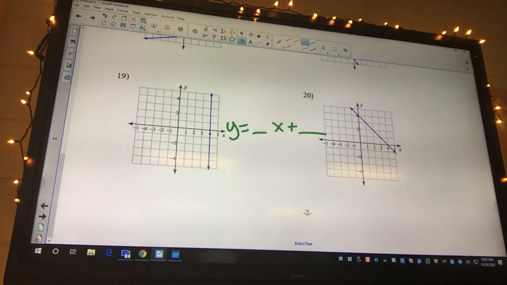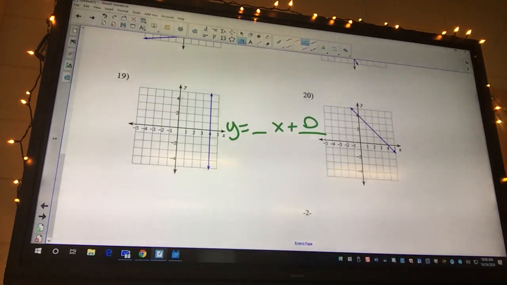Okay, 19, same thing. You can write in your general formula and fill in the blanks. What is the y-intercept? There isn't one, which means what? Zero. It means 0. Okay, what about the slope? Infinity.